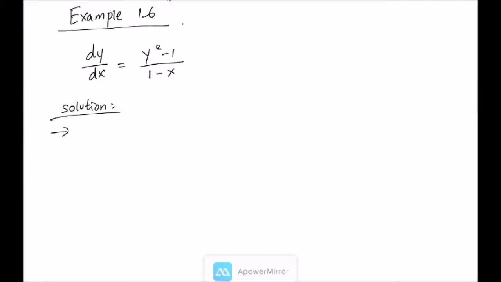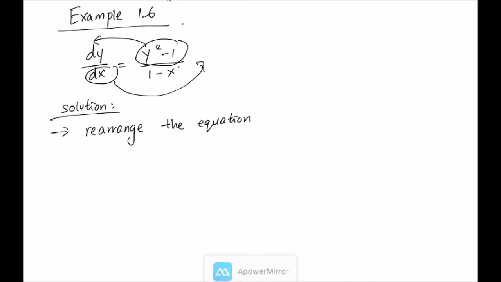So first of all, in order to solve this question, we need to rearrange the equation. We want to separate the variables x and y. So we keep the variable x on the right hand side and the variable y on the left hand side. This part we move to here, and dx we move to here. Now we have 1 over y squared minus 1 dy equal to 1 over 1 minus x dx.